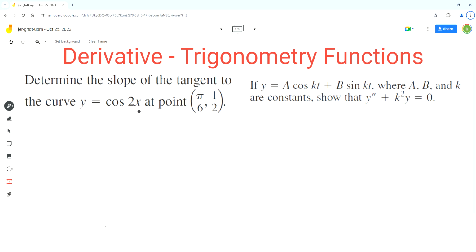We know that the slope of the tangent is equal to the value of the first derivative of the function at the point at which the tangent touches the curve. So the first step is to find the derivative of this function.